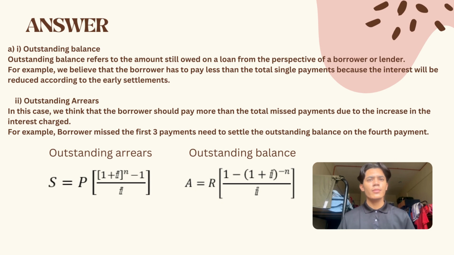First, outstanding balance refers to the amount still owed on a loan from the perspective of a borrower or lender. For example, we believe that the borrower has to pay less than the total single payment because the interest will be reduced according to the early settlement.